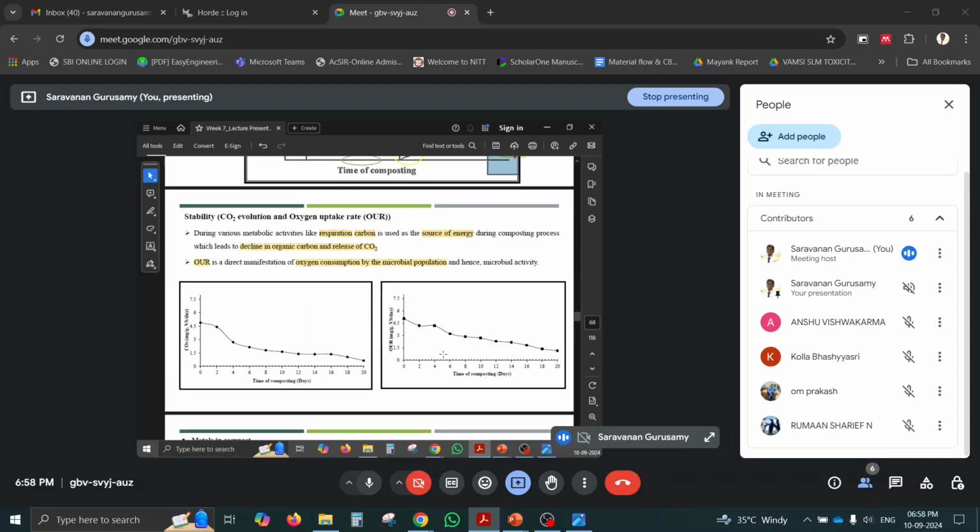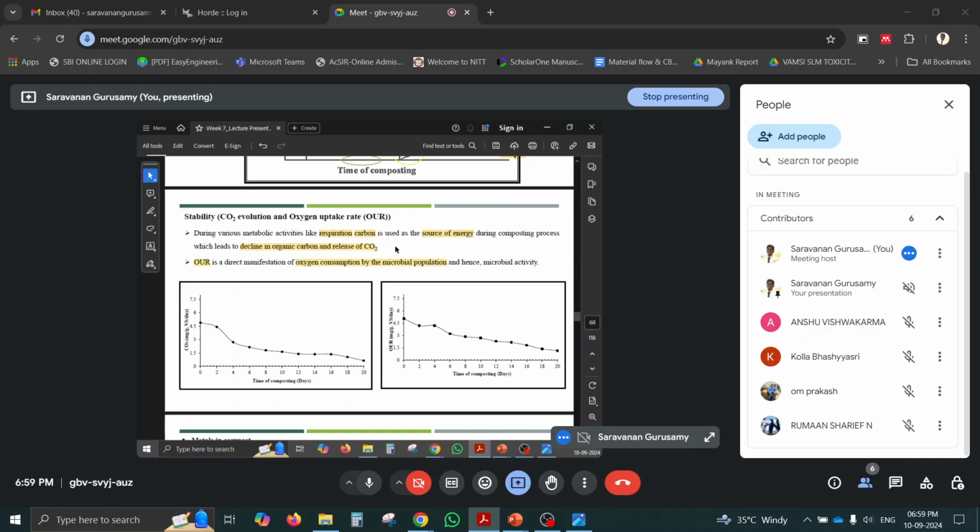Then, as I mentioned, stability can be calculated based on CO2 evolution and oxygen uptake rate. When CO2 is no longer evolved, it has reached the maturity phase. Initially, during the active decomposition phase, what will happen? More CO2 will be liberated, and more oxygen will be utilized. But during the maturation phase, no oxygen will be taken up and no CO2 will be liberated. That is, the decline in organic carbon and release of CO2 will stop after reaching the maturity phase.